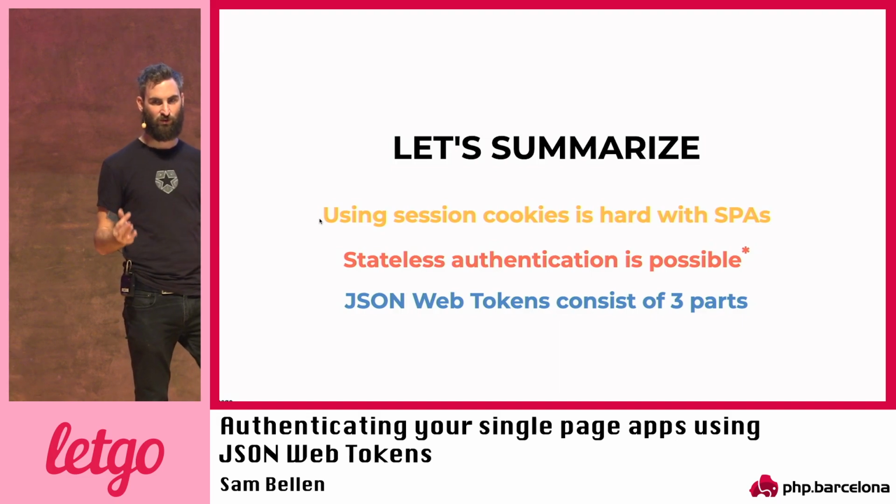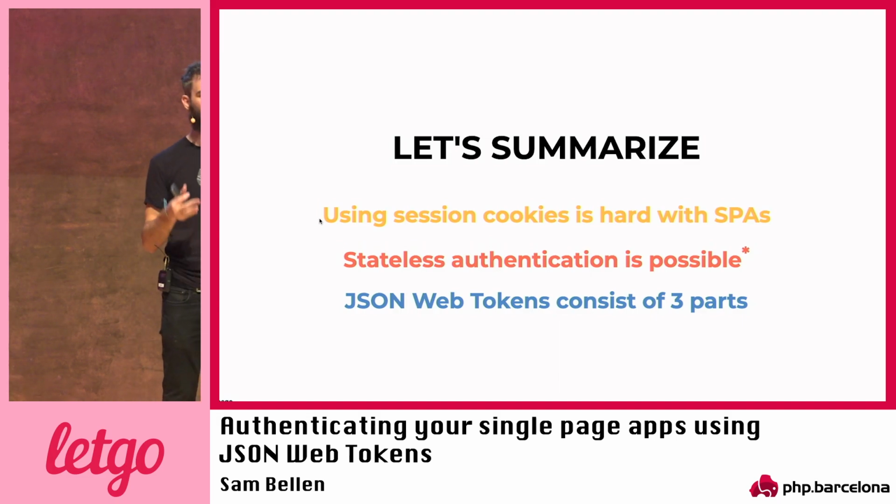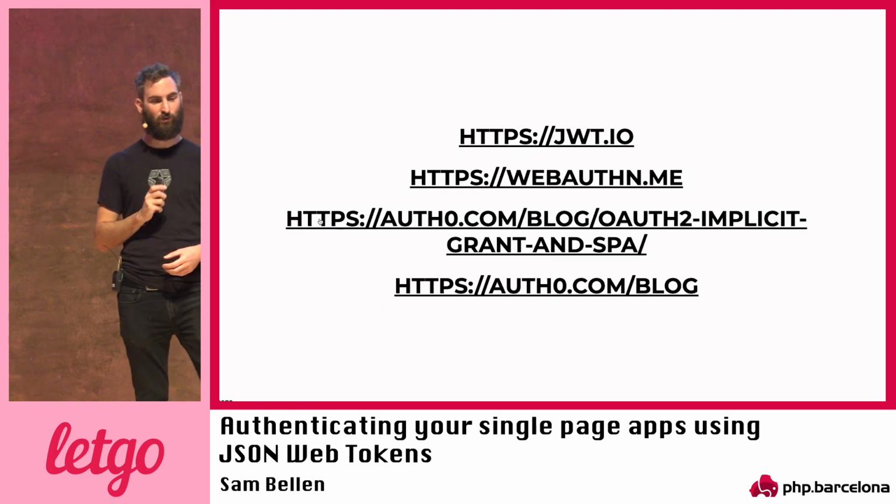The header, which gives you some information about the token itself, which algorithm has been used to sign it. The payload, which contains the actual information we want to use with this token. And the signature, which lets us validate that nothing has changed since we issued the token with the payload or the header. If you want to know more, JSONWebToken.io.